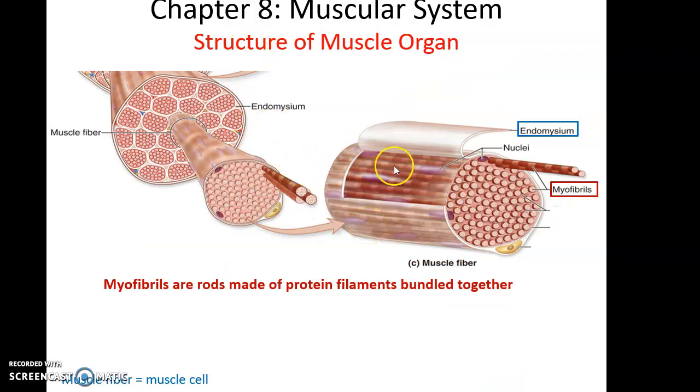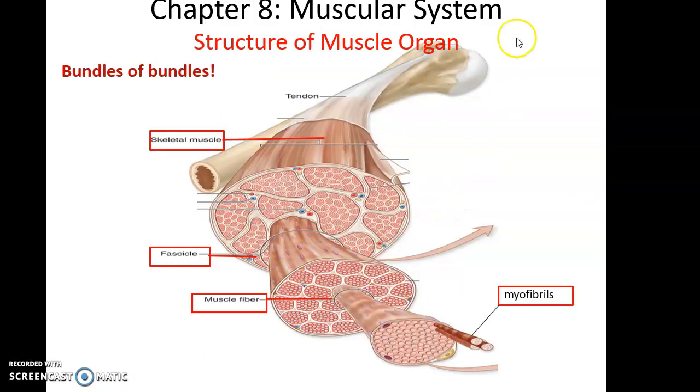Here we are taking a closer look of a muscle cell, and we see that muscle cells are filled with these rod-like protein structures called myofilaments. So you've got many, many myofilaments bundled up inside of skeletal muscle cells. And these myofibrils are made of protein filaments, also bundled together. So that means a muscle organ is bundles of bundles of bundles of bundles. You got myofilaments, the protein filaments bundled up to form myofibrils, myofibrils bundled up inside the muscle fiber, muscle fibers bundled up to form fascicles, fascicles bundled up to make skeletal muscles.